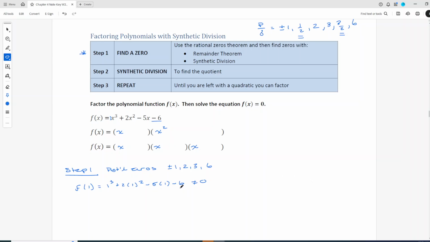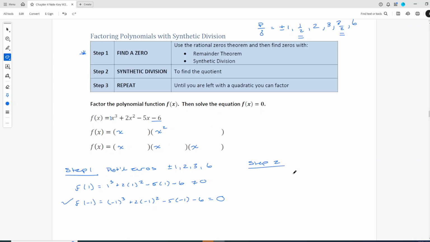I've got minus 11. So I'm looking at that going, okay, maybe I should have tried -1, because if I put in a -1, that'll turn this positive. So now we've got -1 cubed plus 2 times -1 squared minus 5 times -1 minus 6. Does that equal 0? Let's check. -1 cubed is -1, then plus 2, then plus 5, then minus 6. So that did equal 0. I have found one of the zeros of this polynomial function. Then I get to move on to step 2.